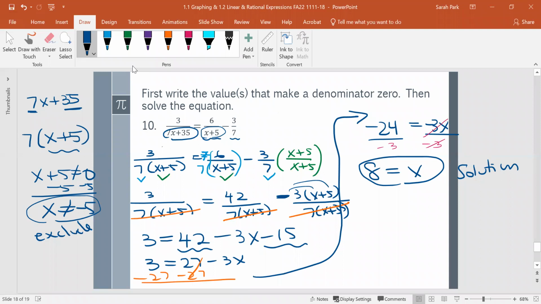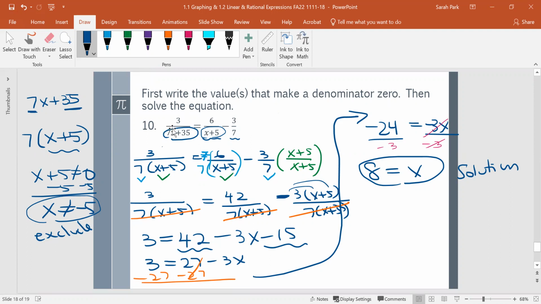Our solution is 8, so it's all right. 8 is our solution, so we can keep that. And the value we exclude, the value that makes the denominator 0, is negative 5. You have to answer both in your homework for this week. It's going to ask you for both. What values make the denominator 0? You're going to just type in negative 5. And solving the equation, you're going to type in 8.